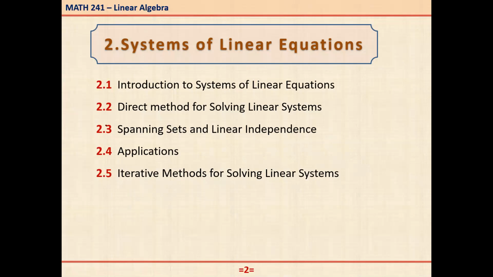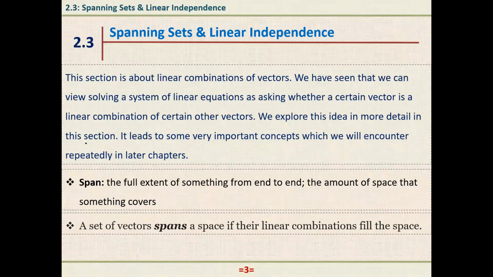So today in this session we will talk about 2.3, that is spanning sets and linear independence. This section is all about linear combinations of vectors. We have seen that we can view solving a system of linear equations as asking whether a certain vector is a linear combination of certain other vectors. We explore this idea in more detail in this section. It leads to some very important concepts which we will encounter repeatedly in later chapters.